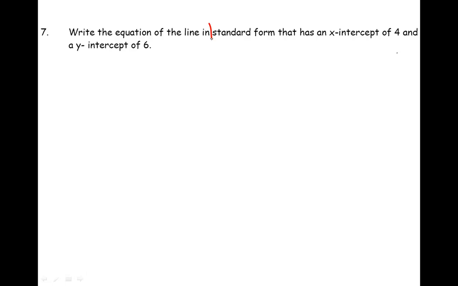Number 7. Again, we want to write something in standard form, so we have to follow those rules, but this time they give us 2 points. They give us the x-intercept. The x-intercept, you got to think about that as a point. It's (4, 0). The y-intercept is (0, 6). So I understand that in the question they just said 4 and 6, but you need to know that that is a point on a coordinate plane. So it's an ordered pair.